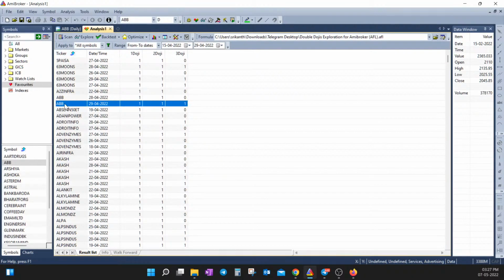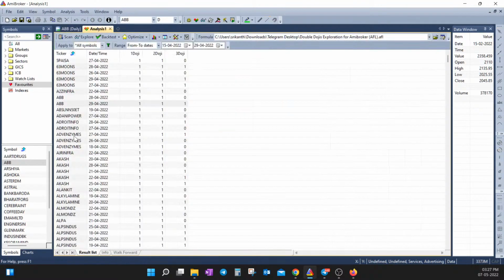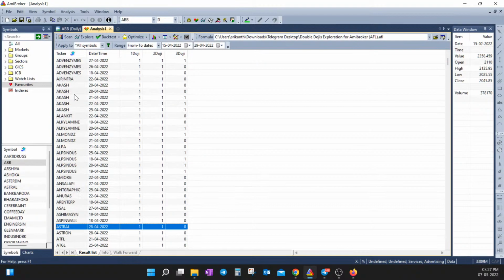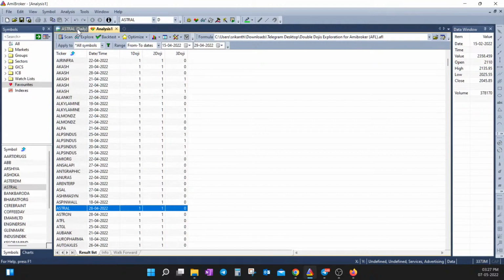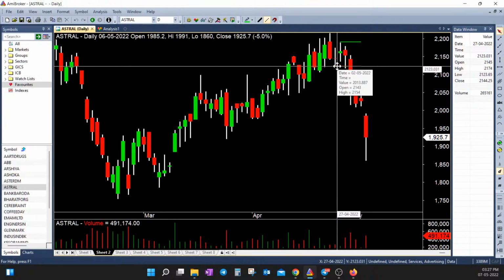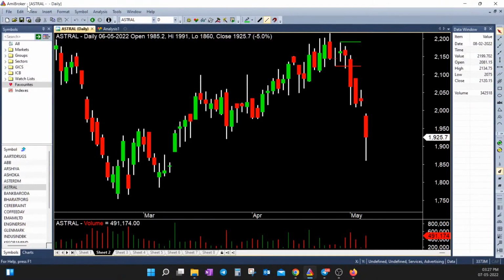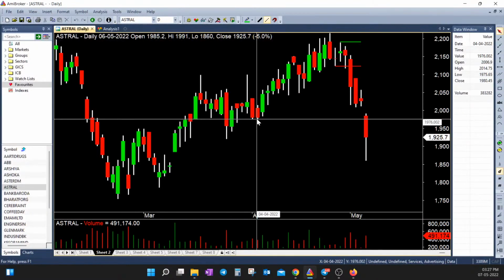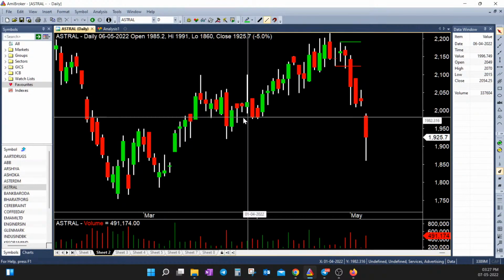Regarding this, I had selected ABB here. Can you see? After reviewing all the stocks from 5paisa to Astral, I had found great examples in ABB as well as Astral. So this is how I've scanned. This is AmiBroker software, and I'm using EOD free data, that is end of the day Bhavcopy free data here.